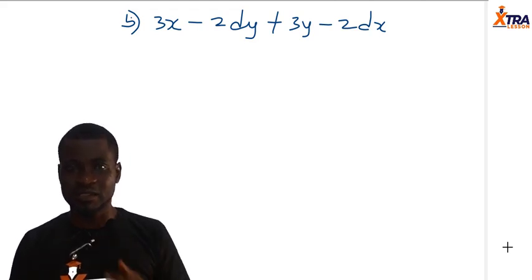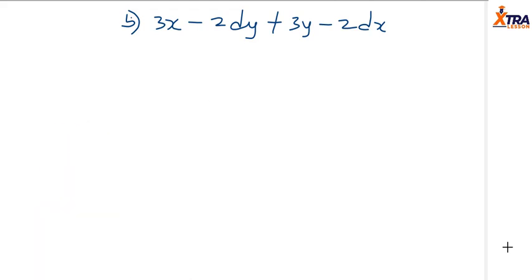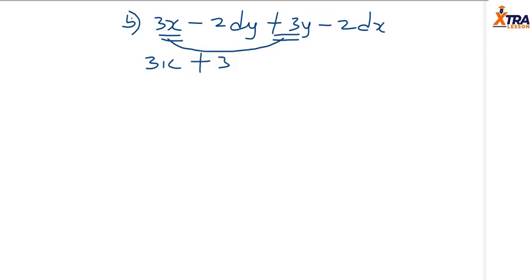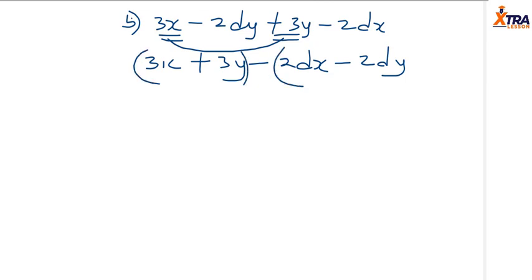Still on factorization, we are asked to factorize 3x minus 2dy plus 3y minus 2dx. Group the terms together. Like I said, 3x and 3y, you can bring them together. So you have 3x plus 3y. Then you can also bring minus 2dx and minus 2dy together. Then you can pair. So after pairing, then you can factorize.